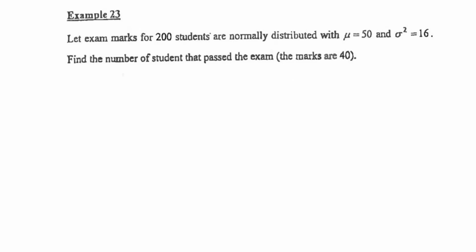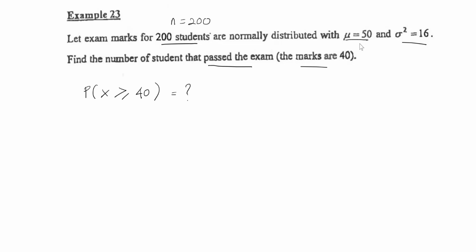Now we look at the next example. We have exam marks with mean mu equal to 50 and variance equal to 16. The exam marks are for 100 students, so n is equal to 100. Find the number of students that pass the exam. To pass the exam, the mark must be 40. So we must find the probability that a student passes the exam, that means getting marks greater than or equal to 40.